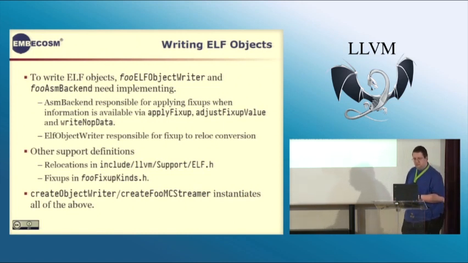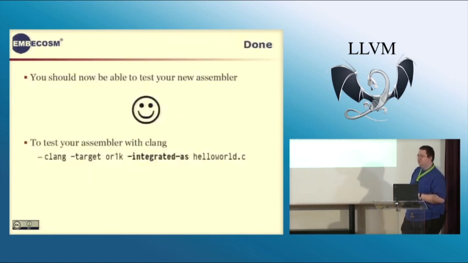And in the end, you create these two classes, create object writer and create MC streamer, one instantiates the other. I can't remember off the top of my head which way round. And assuming that everything's working, you can now test your assembler, and if you're using Clang's integrated assembler, I can't remember where in Clang you set that as a default. And if everything works, you can be nice and happy.